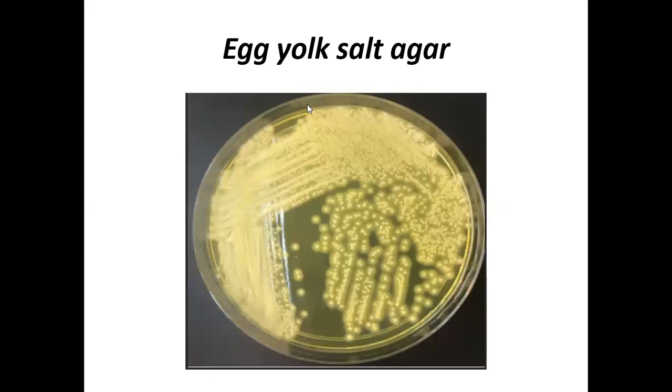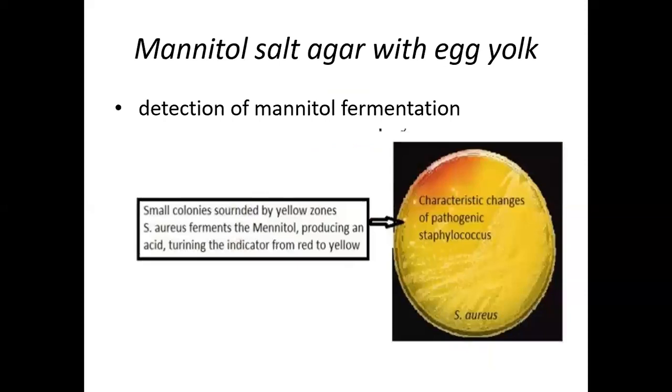Here you can see egg yolk salt agar, and there are a lot of colonies of Staphylococcus aureus, and they have golden pigment. They are colored in yellow. And also you can see such a round zone. This round zone is because of the production of the lecithinase enzyme. Lecithinase destroys lecithin, which is a part of the egg yolk. And when Staphylococci grow on the egg yolk salt agar, it destroys egg yolk, and you can see such a round zone like a rainbow, something like that.